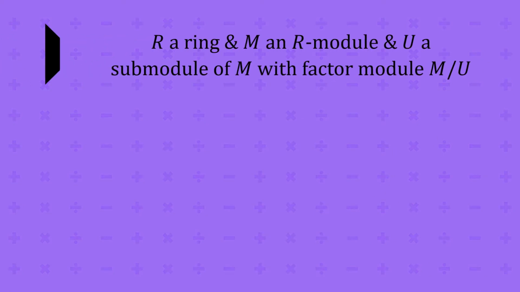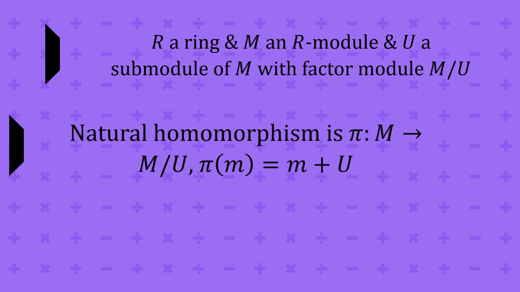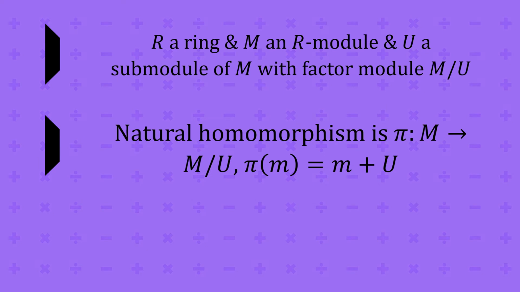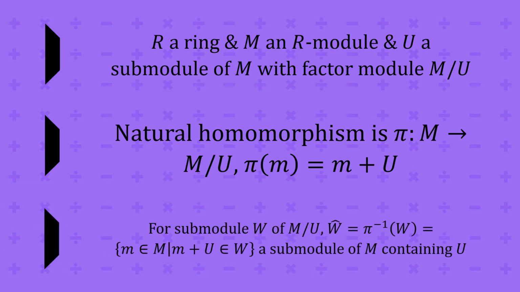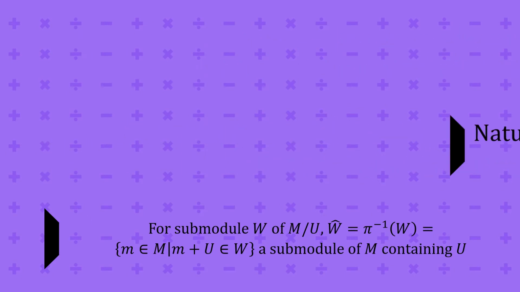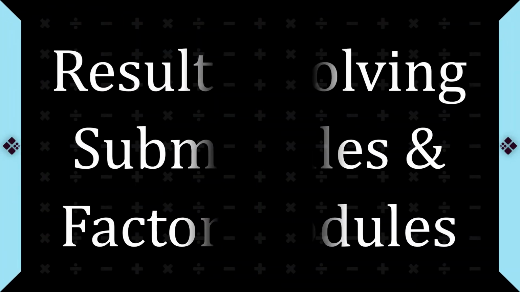Now, we're going to define some notation for the pre-image of the natural homomorphism. Let R be a ring, and let M be an R module, as well as letting U be a submodule of M with factor module M over U. The natural homomorphism is pi from M to M over U, where pi of m is m plus U. Then, for every submodule W of M over U, the pre-image under pi is a submodule of M containing U.